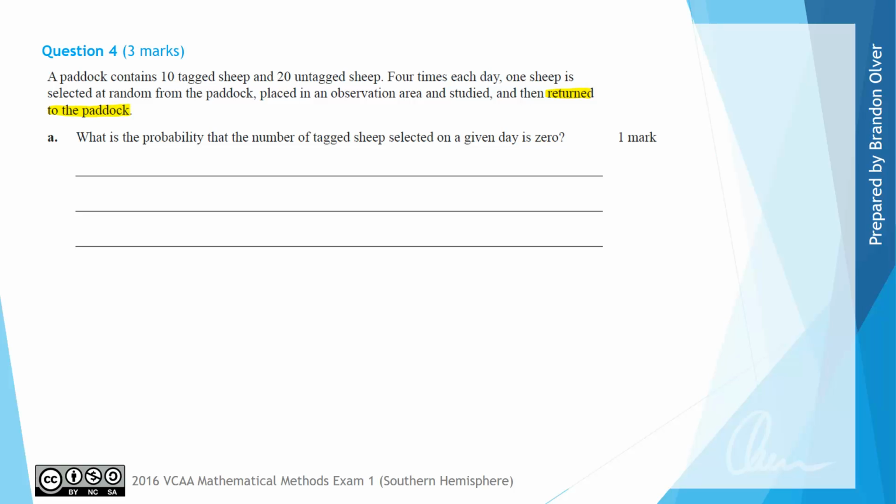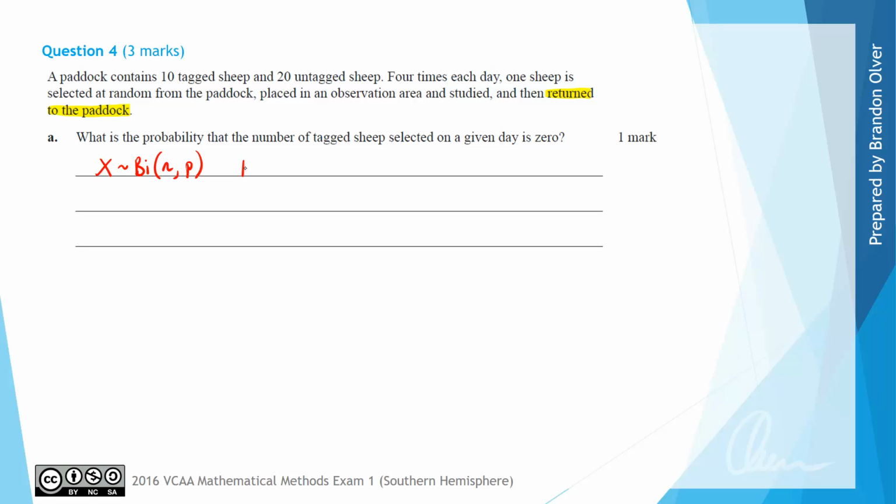For part A, we are asked what is the probability that the number of tagged sheep selected on a given day is 0. So for this question we can identify this as being a binomial distribution. So X would be distributed as a binomial random variable with n a number of trials and p as a probability of success.